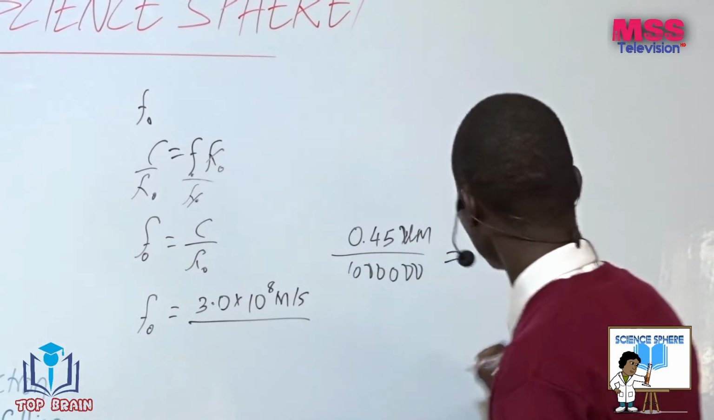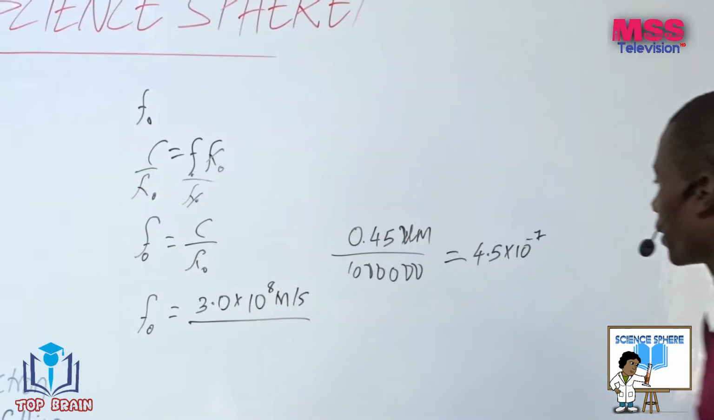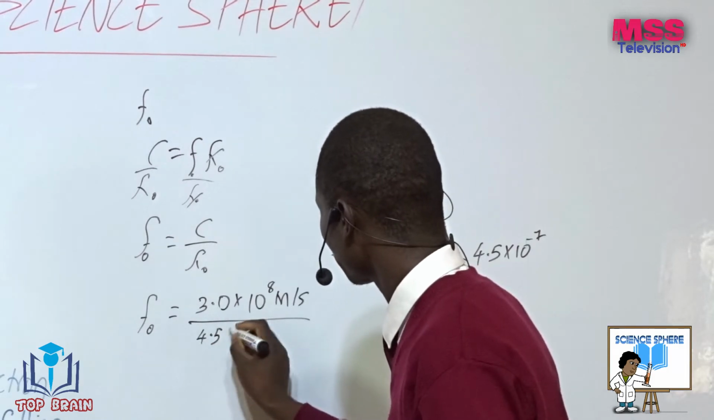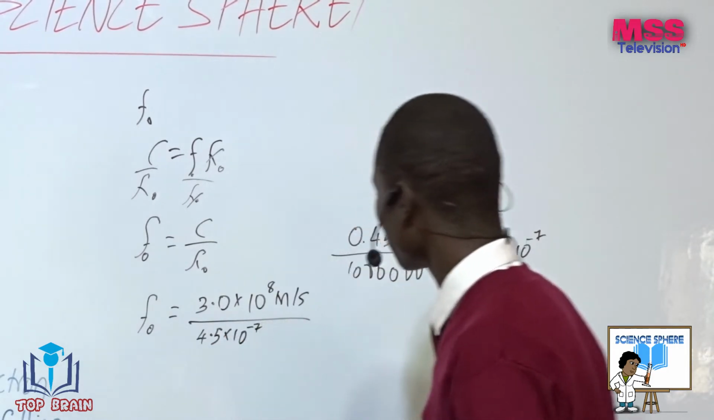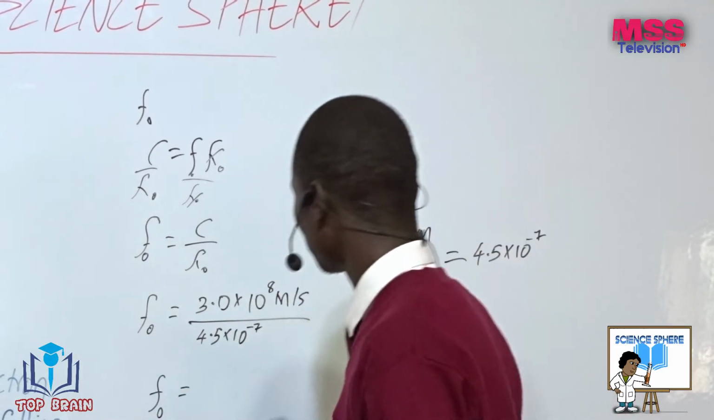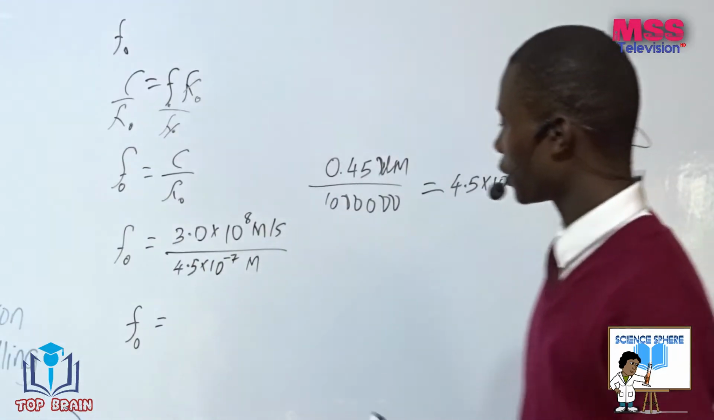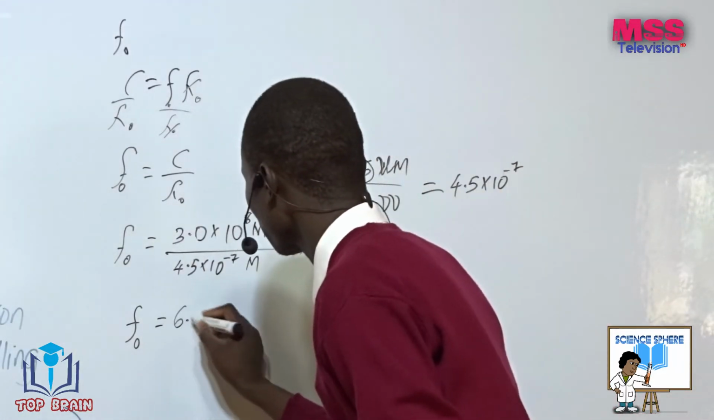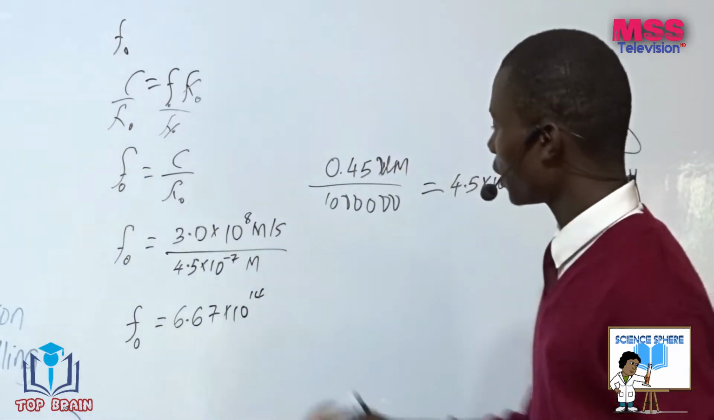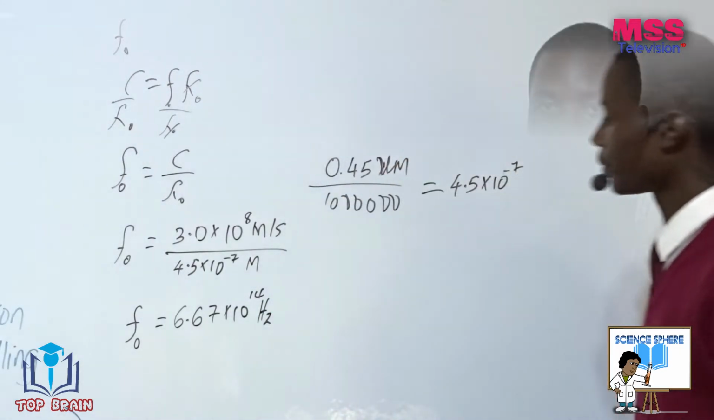You are going to get 4.5 times 10 raised to negative 7. That's what we divide by. Working on your calculator, you are going to get F naught as 6.67 times 10 raised to 14. That one is frequency, so our units here are Hz.